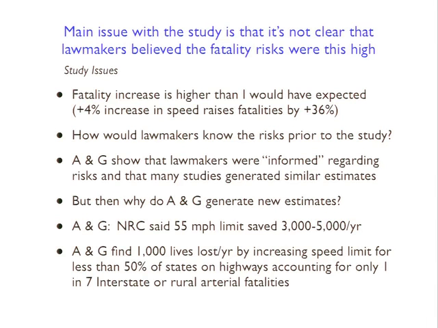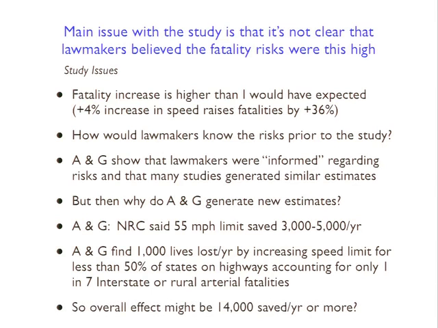So if you take these two numbers of 50% and the 7 times, and think about scaling up this effect to what would happen if we raised speed limits in 100% of the states and on all the roads, not just on the rural interstates, what you might find is the overall effect would be something like 14,000 lives saved per year or more. So that's a very different number than this NRC number, which said maybe 3,000 to 5,000 lives saved per year.